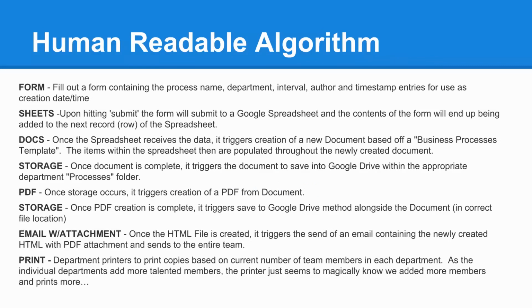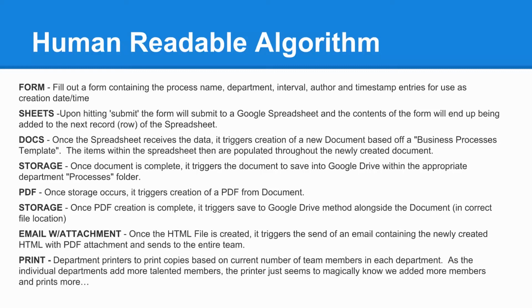Well, the human readable algorithm is you're going to create a form. When that form's submitted, it's going to populate to a Google Sheet, which is then going to trigger the creation of a Google Doc, which will then trigger the storage of that document in the correct folder. So if we select the accounting department, it's going to go into the accounting department. If we select the management department, it's going to go in that. Then it's going to create a PDF, then a storage unit of that PDF.